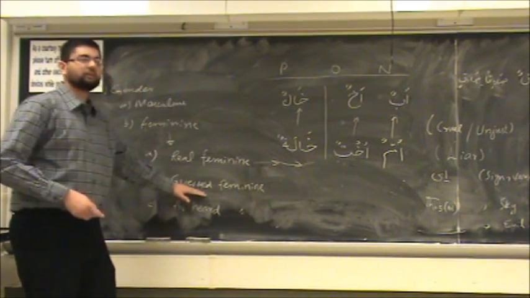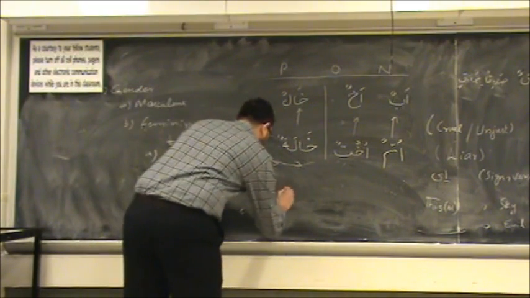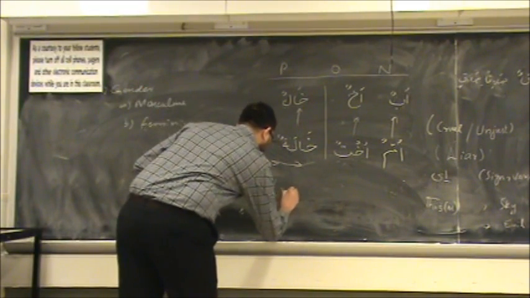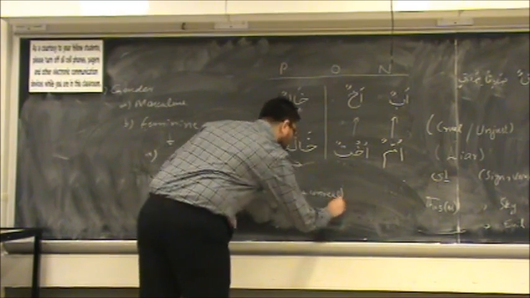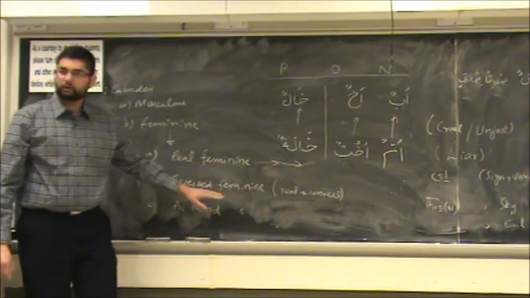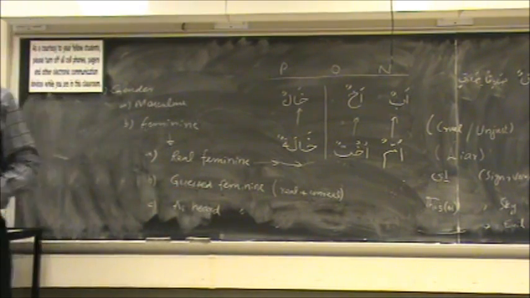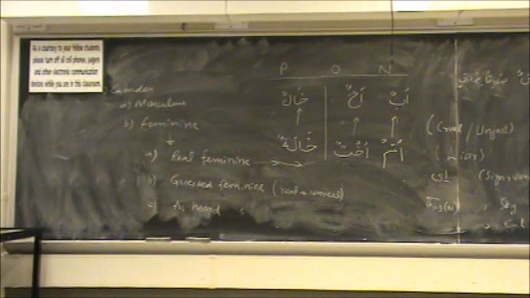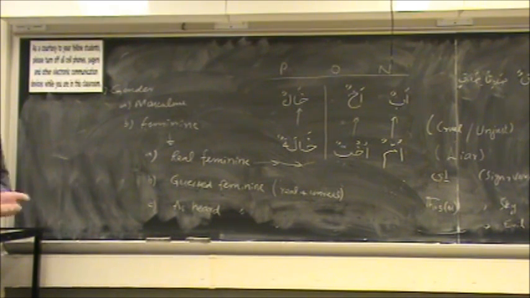Now the second category is guessed feminine. And this category has both real and unreal. Both types of feminine can be in this category. Like you could guess a feminine word which does not have a gender, and you could also guess one that has a gender. Okay?